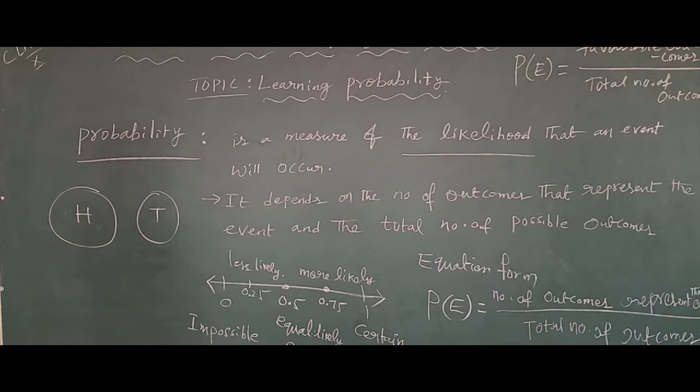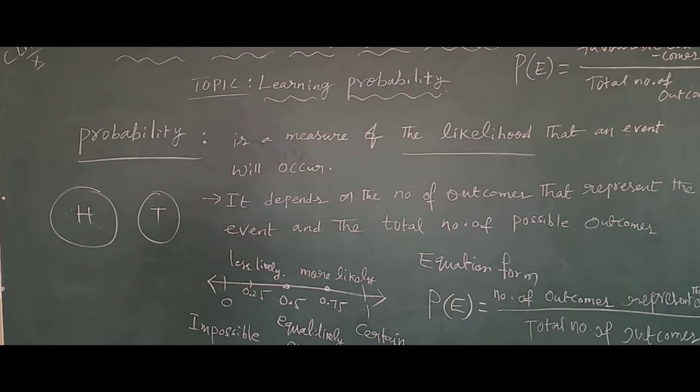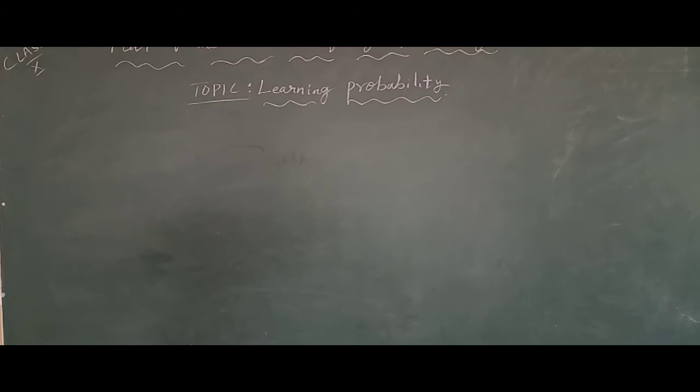So I hope you all understood this whole concept of probability. What is an impossible event? What is a certain event? What is an equally likely event? I think you all understood. And if you want all the definitions, just pause the video and write down all the definitions, so that we'll go for the next.